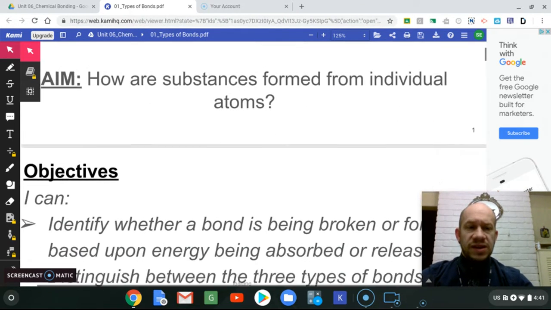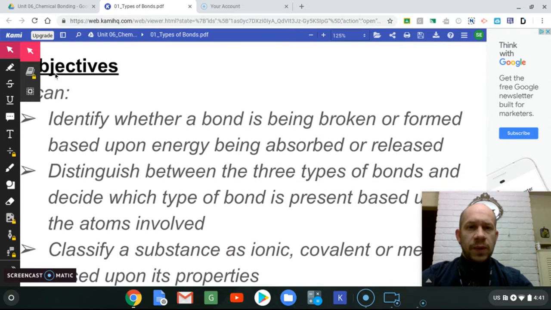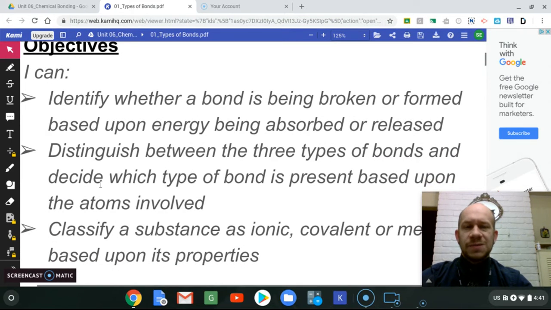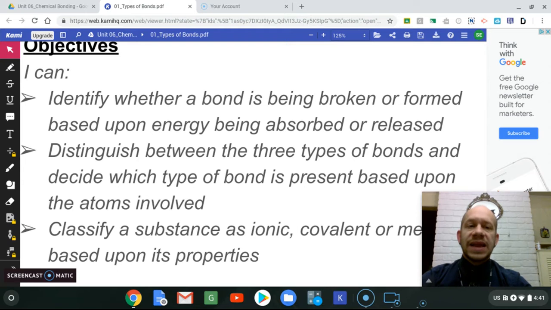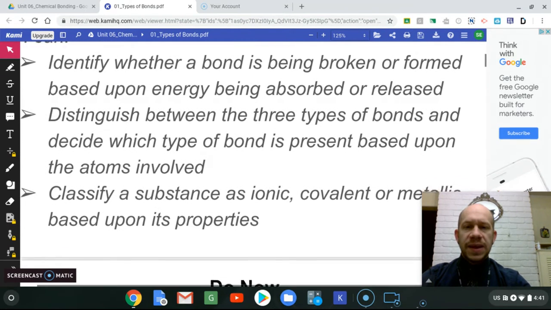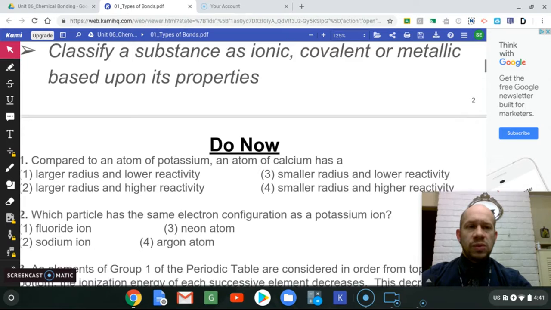The objectives for this lesson: I can identify whether a bond is being broken or formed based upon the energy being absorbed or released. I can distinguish between the three types of bonds and decide which type of bond is present based upon the atoms involved. And I can classify a substance as ionic, covalent, or metallic based upon its properties. Do now.